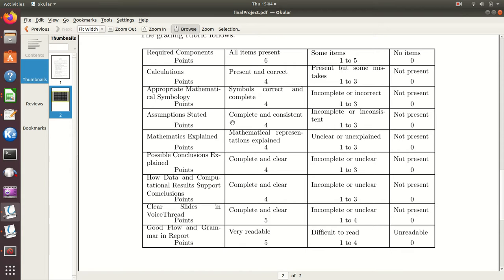But I would say that was more under the assumptions and the possible conclusions, not so much under how data and computational results support the conclusions. I think they did a nice job of talking about that support. So probably, again, full credit there. So they missed about 5 points out of everything except the slides. That means they got 30 out of 35 points.